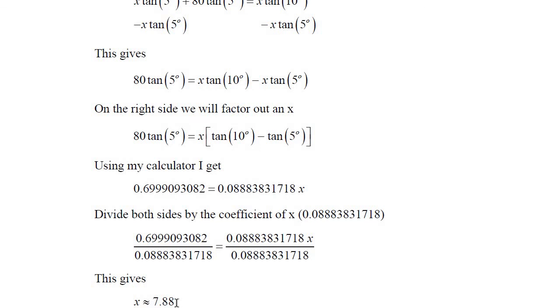0.6999093082 divided by 0.0888381718. So that number was actually 7.87846224. So when I use this, I don't want to use this rounded number here. I want to use that very, very lengthy decimal.